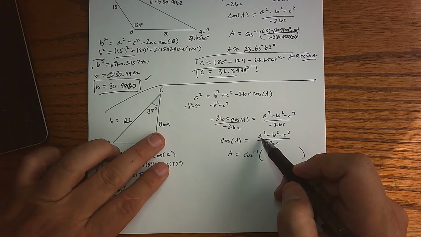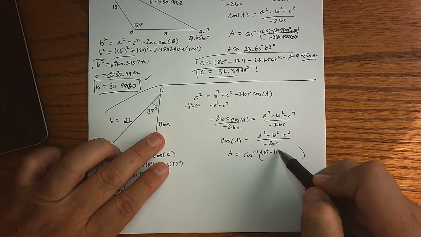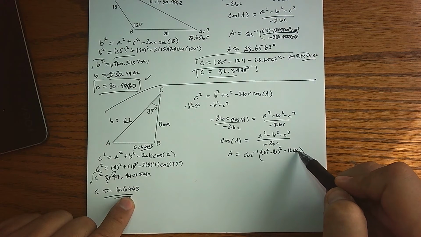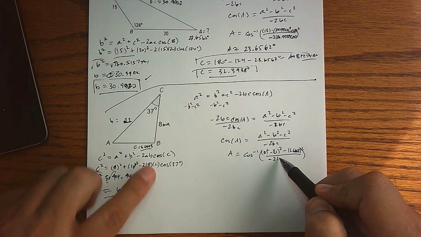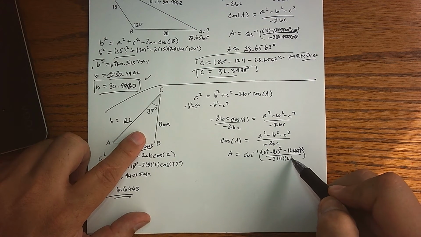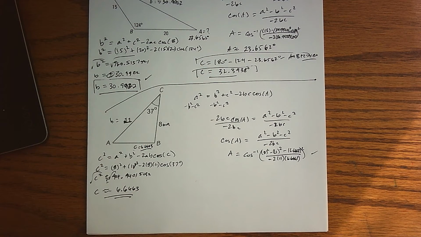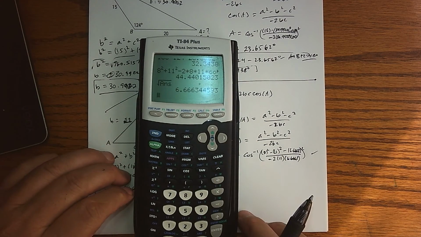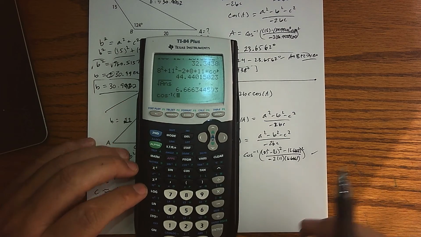And so our angle A is the inverse cosine of all that information in there. So side A is 8, side B is 11, and side C we just found, divided by negative 2 times B, which is 11, and then times C, which is 6.6663. So there's the exact answer right there. All right, but of course we'll go to our calculator and we'll put that all in. So again, we're taking the inverse cosine.